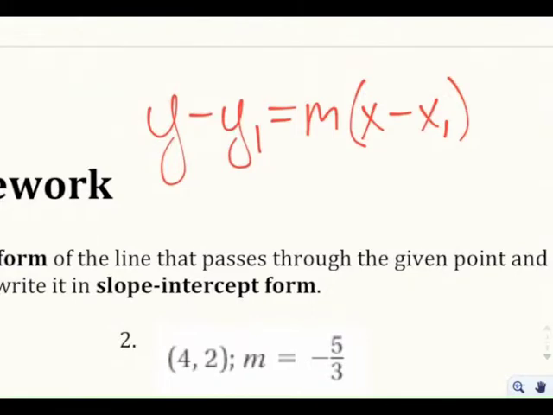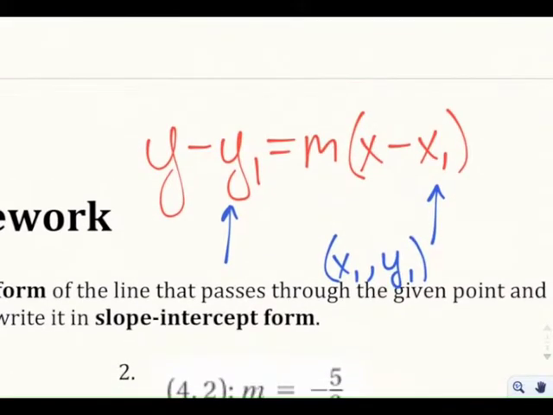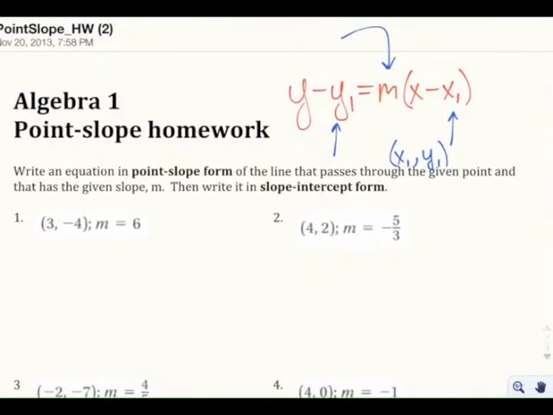Remember that the three things that you're going to be replacing in this point slope form are x1 and y1, which are the coordinates of any point on the line, and then you're also going to be replacing the slope right here. So let's just get started using this point slope form with the first problem here.